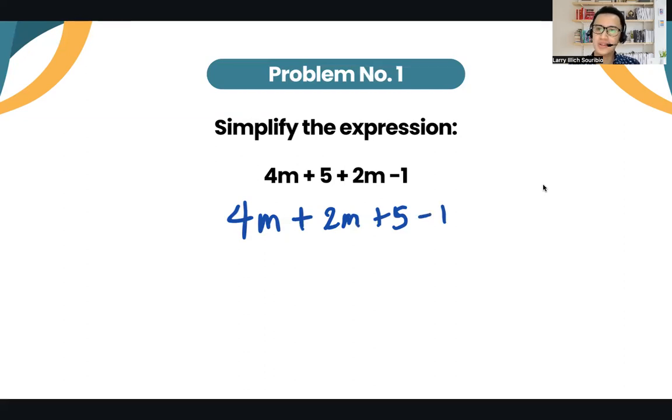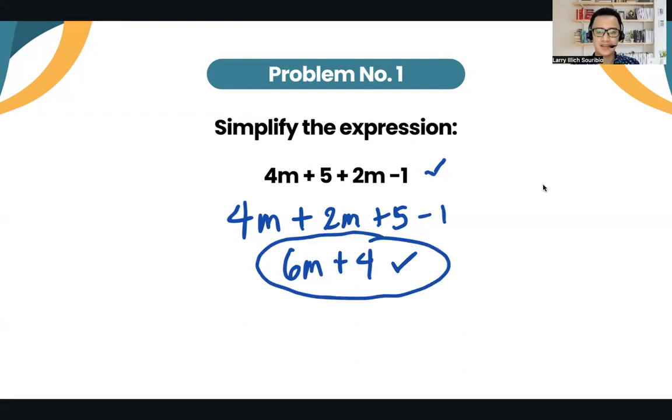So basically, we should do the basic operations for those groups of variables. So we have 4m plus 2m, we have 6m, and then 5 minus 1 is 4. So basically, the simplified expression for 4m plus 5 plus 2m minus 1 is 6m plus 4. All right? So that's easy.